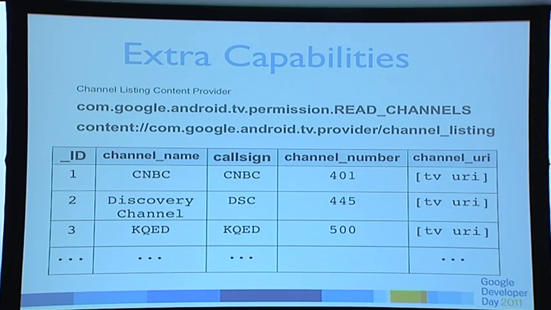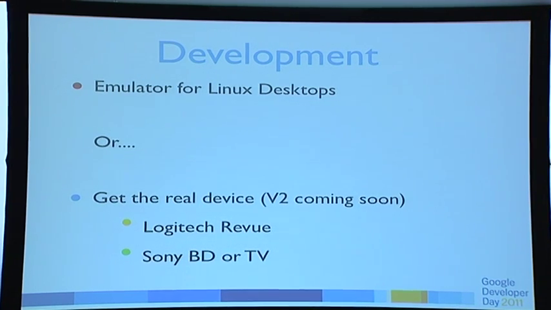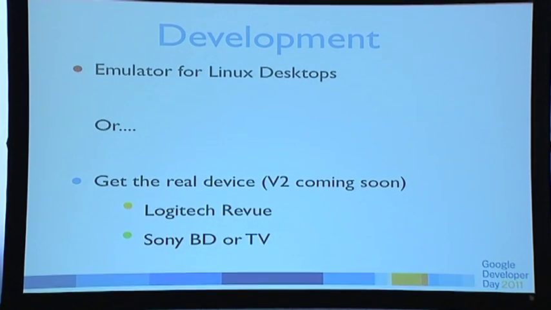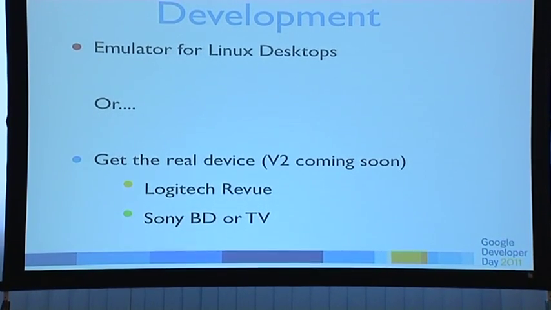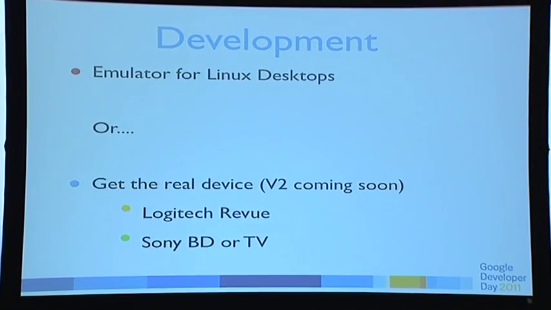So you could, for example, write an app which changes to your channel. So for example, the Discovery Channel guys, they have a button where it says, okay, now watch live, and then it tunes to their channel. So for development, if you want to get started, you can download the emulator today, and it's available for Linux desktops. Or you can get an actual development device.